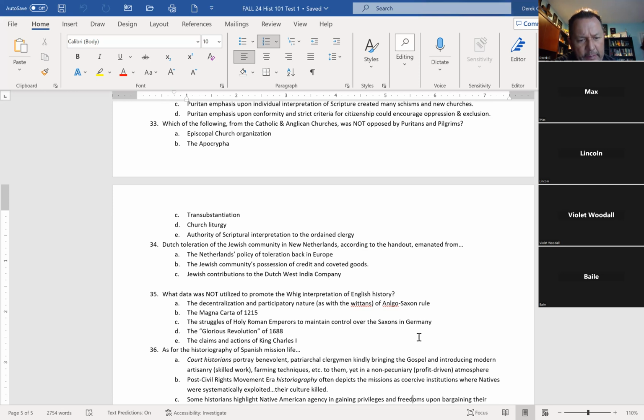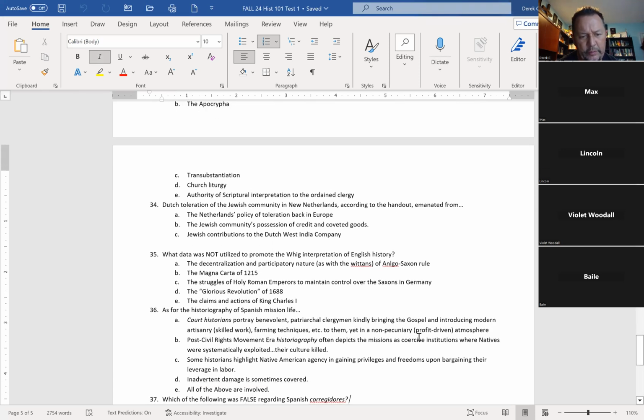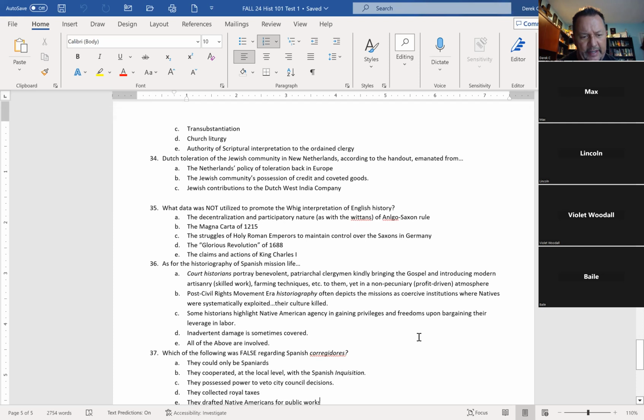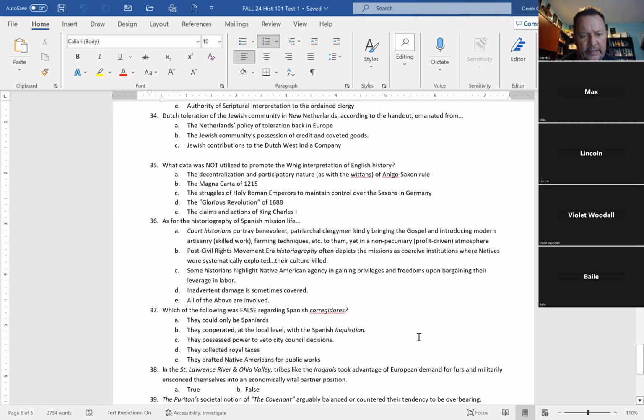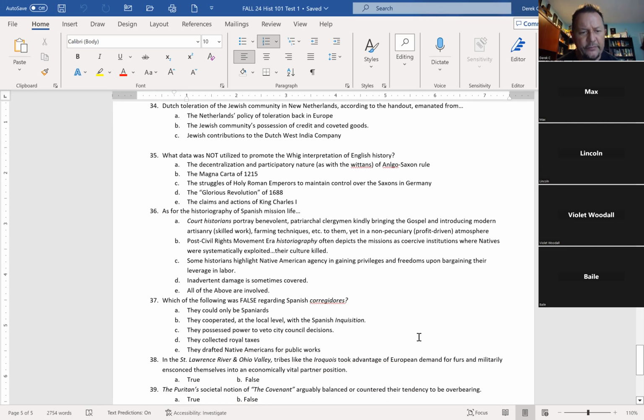So let's see here. What data was not utilized to promote the Whig interpretation? Right. Take a look at E. The claims and actions of King Charles I. No, remember, they beheaded him. So he clearly was not a meek and benevolent monarch. And that's what you're doing with history, right? Is continuing that they have a special history of an insistence upon their rights and freedoms, etc.